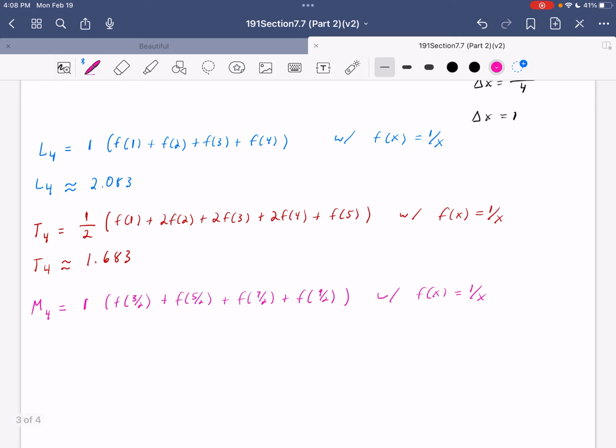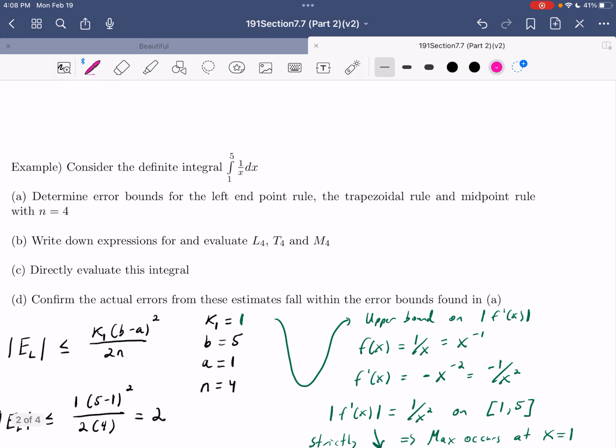Let's go ahead and get this value here. So that M4 is going to come out as approximately 2/3 plus 2/5 plus 2/7 plus 2/9. And then that is going to come out as about 1.575. So there we go. There's our 3 approximations. Let's go ahead now and continue on by actually directly evaluating this integral.